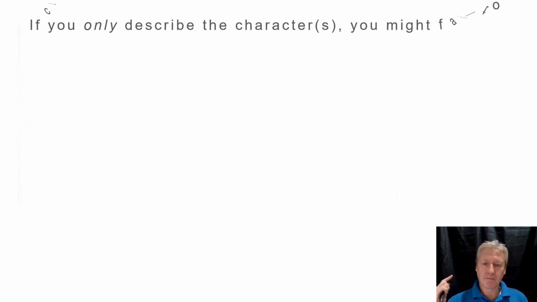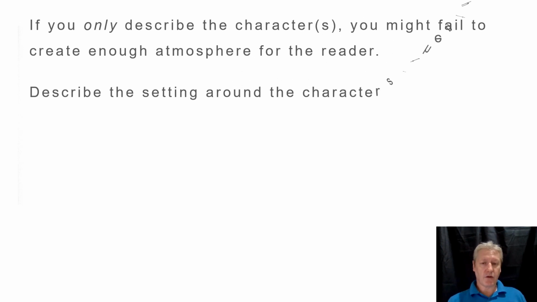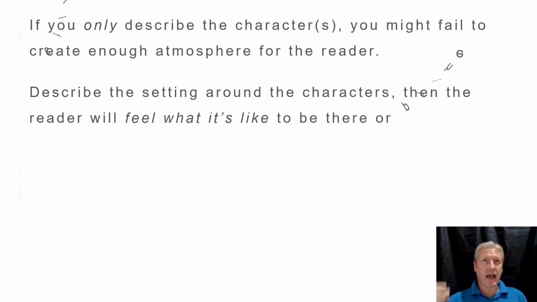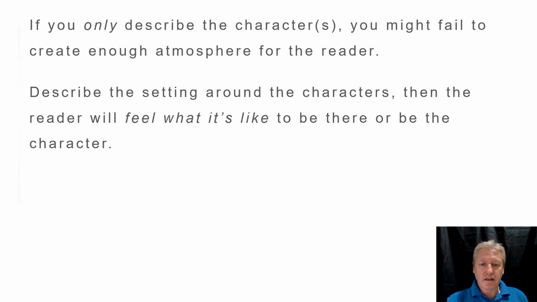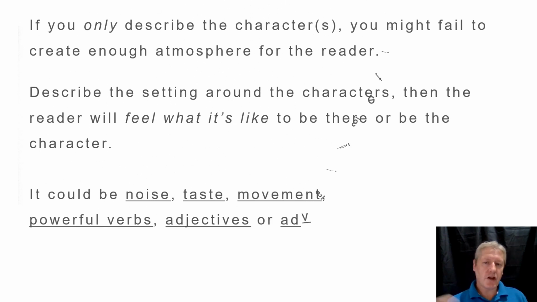So remember, don't only describe the children. If you only describe them, you might fail to create enough atmosphere for the reader. So also describe whether it's day or night, whether there's stars, and so on. Help the reader to really feel what it's like to be there. Is it cold outside or is it a hot summer's day? Do not only describe the things that we can see.